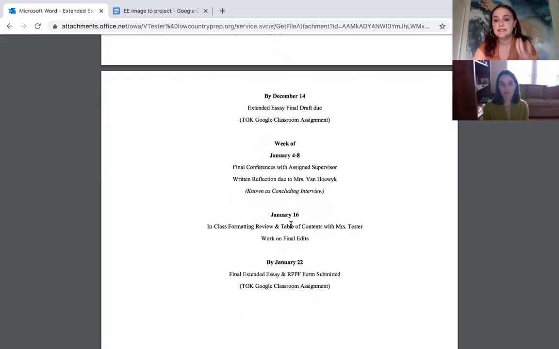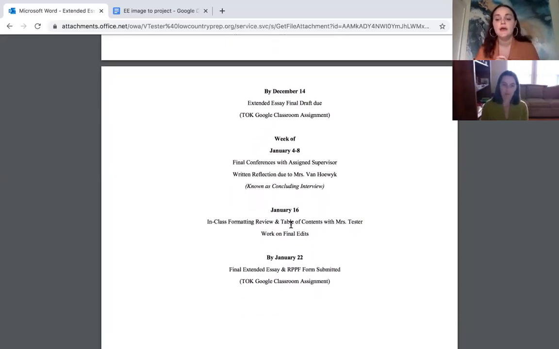Then January 16th is a class period that you'll have with me, where I kind of show you what a table of contents looks like to really organize. Again, this is a lot of pages, so we're going to create a table of contents. We're going to be sure it's formatted. I'll kind of quickly double check your APA. Hopefully Mrs. Van Hoewyk can tune into that class as well, so both of our eyes will be on making sure everything formatting wise is good.